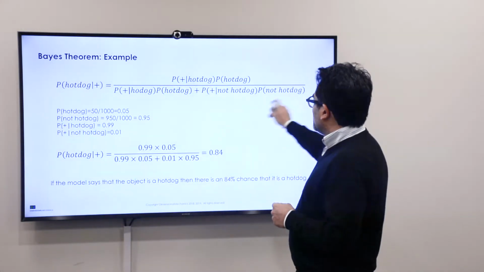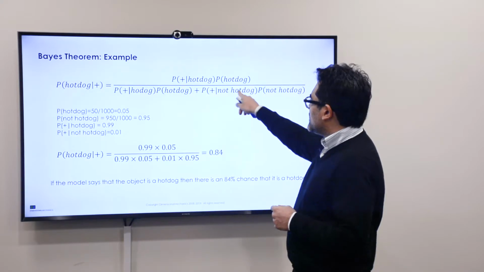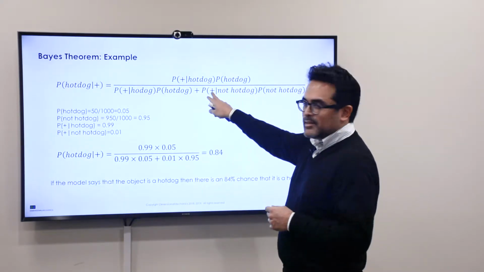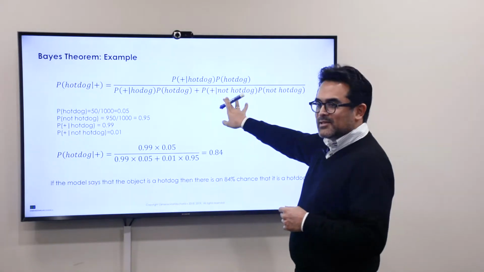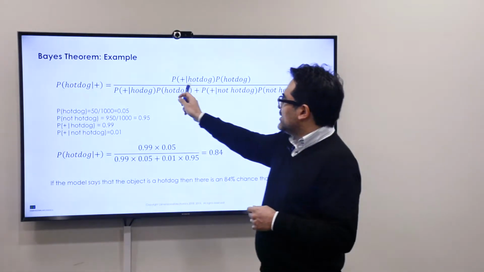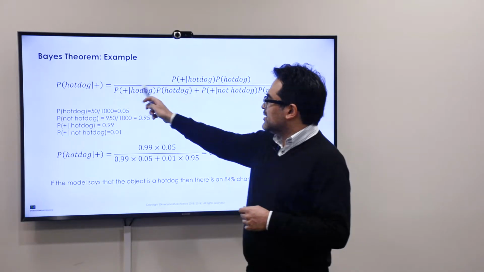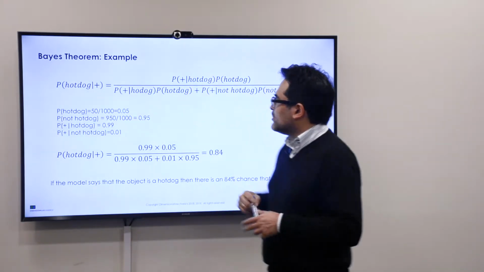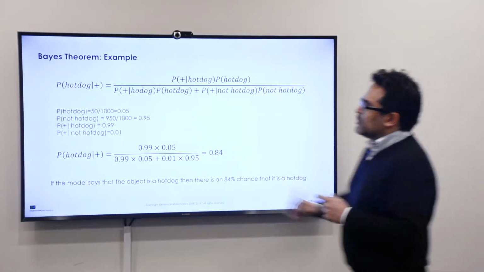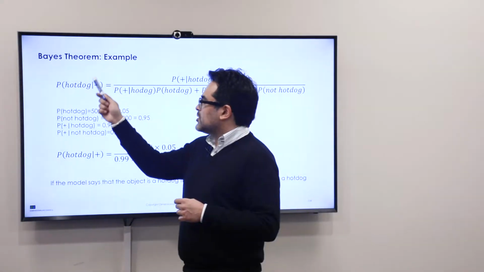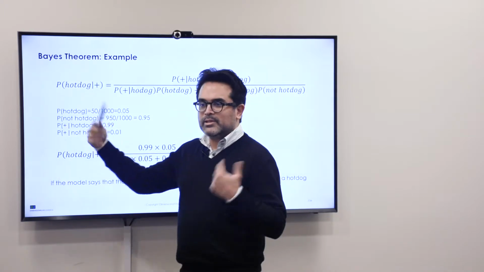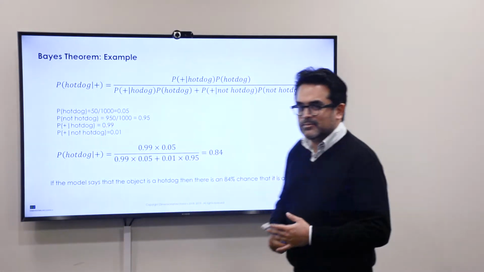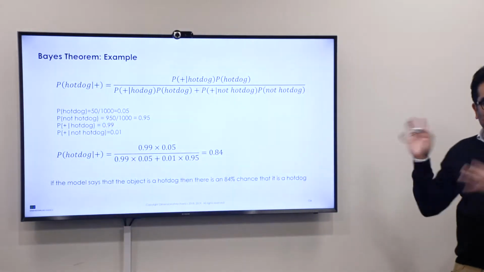Then what is the probability of it not being a hot dog, but it still identifies it as a positive? So this is basically a false positive, obviously. And then this is the probability that it's a hot dog, which is basically the same thing as there. So what this says is that, given that your model comes back with a positive identification of something as a hot dog, what is the probability that it is really a hot dog? Is that clear to everyone?